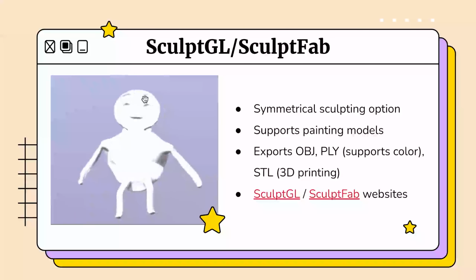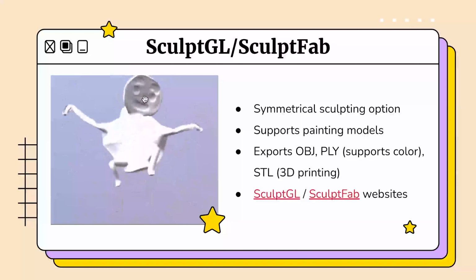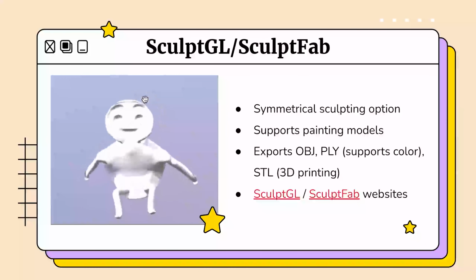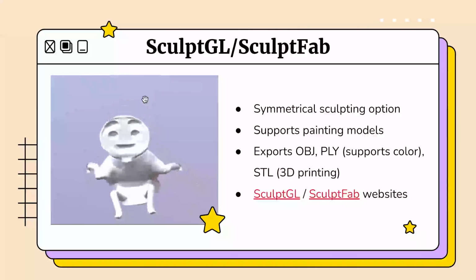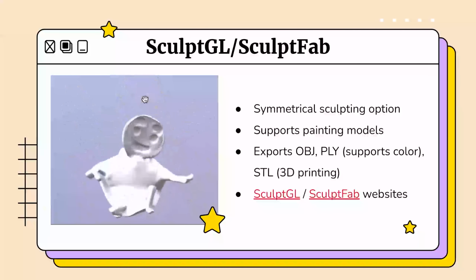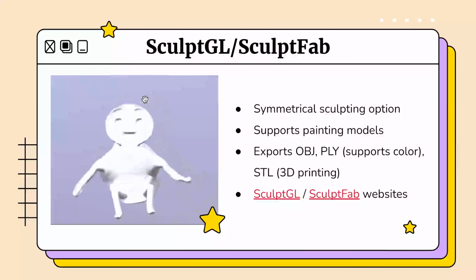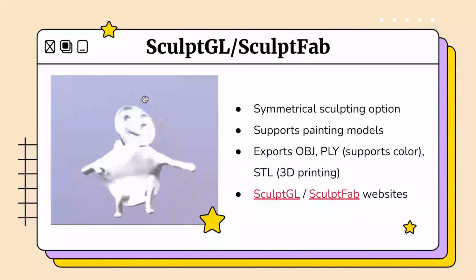All that is to say it's a really fun and interactive way to make 3D models right in your browser. They can export to OBJ and PLY, which supports color, and STL, which can be used for 3D printing. You are noticing that it's jumping.